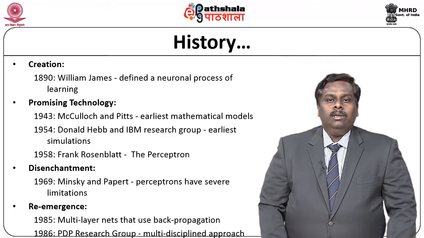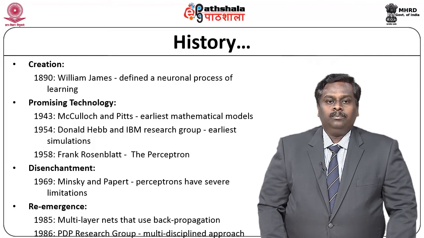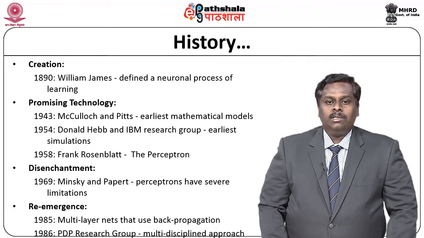When we talk about the history, as I already mentioned, in the 1890s William James was the first person who defined a neuronal process of learning. Then in 1943, 1954 and 1958, there were significant outcomes from research based on neural networks. McCulloch and Pitts came up with the earliest mathematical models for defining neural networks. Donald Hebb and IBM research came up with the earliest simulations for neural networks, and Frank Rosenblatt came up with the concept of the perceptron, which is very actively used in the neural network domain.